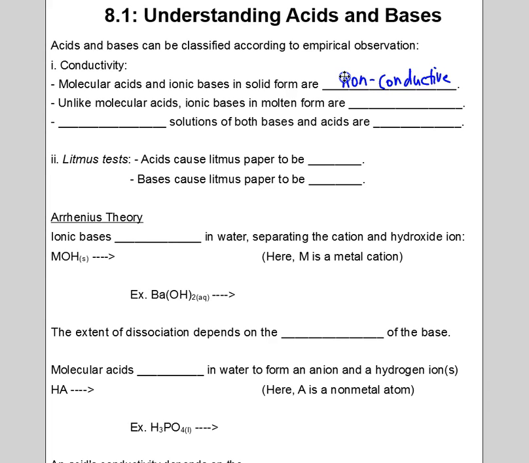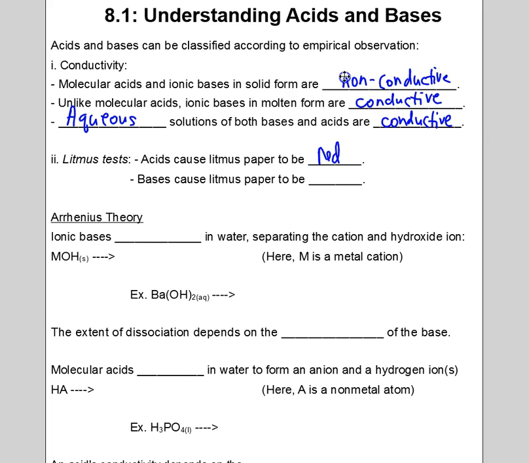Unlike molecular acids, some ionic bases, because they're made up of ions, when you melt them, the ions are free to move around and they can be conductive. And then we have, when bases or acids are dissolved in water, we have aqueous solutions. They tend to be conductive. Now, acids and bases, when they're dissolved in water, must release ions in order for them to be conductive. And in this case, the effect on litmus has been seen before.